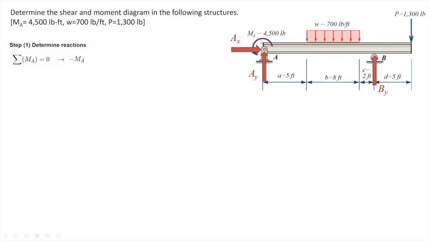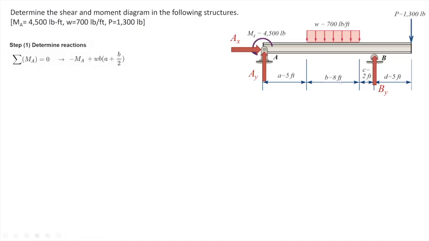The moment produced by the distributed load is equal to the distributed load multiplied by the length at which it is acting on, so that would be 700 multiplied by 8, multiplied by the distance of the resultant force to support at A, which is 5 feet plus half of 8. This moment is clockwise, so it is getting a positive sign.